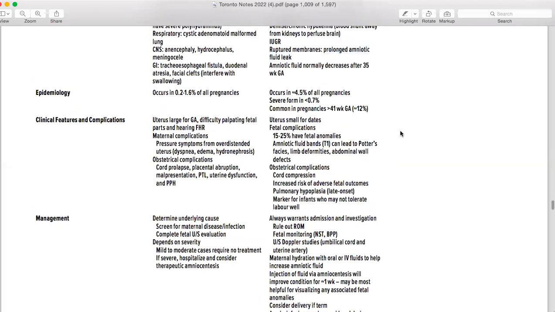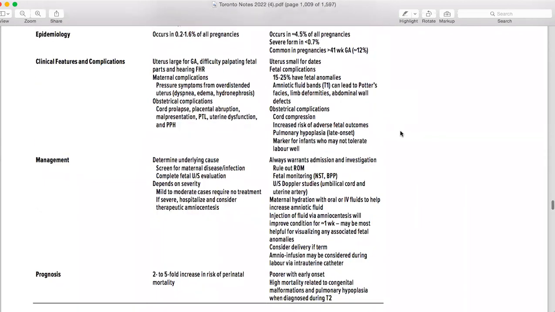But in oligohydramnios, there is less fluid. What we are going to do is rule out rupture of membranes, if there is any leakage of fluid going on. Then fetal monitoring like NST, BPP. So we have to rule out whether the baby is having any problem. We have to see all the investigations, admission, ultrasound, Doppler, whether the baby is having enough fluid, enough nutrition, whether the mother is eating properly, whether there is any underlying pathology. Maybe the mother is dehydrated, maybe the mother doesn't have enough fluid. So increase hydration.